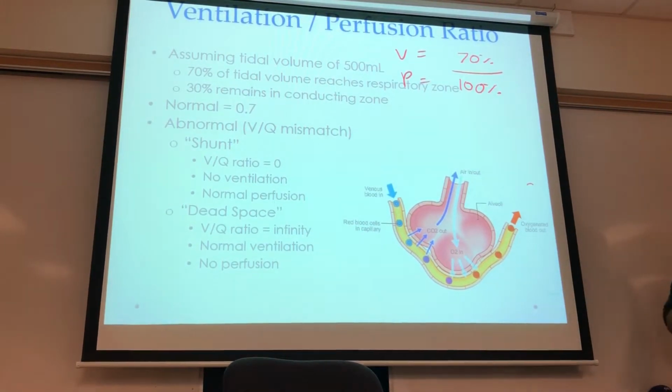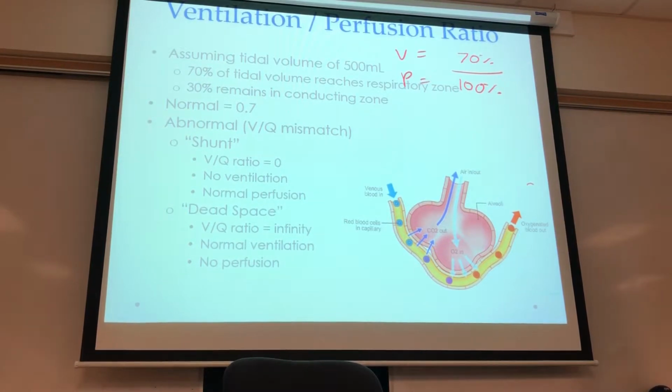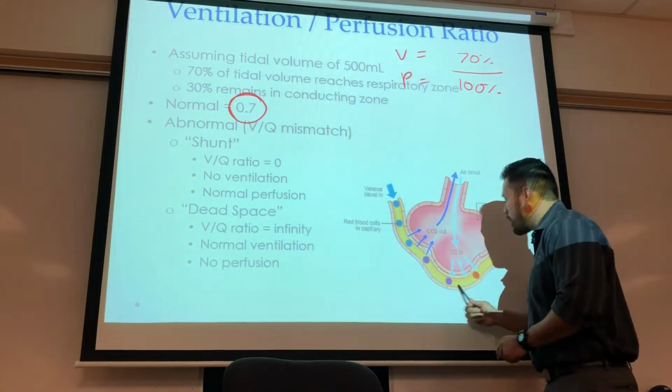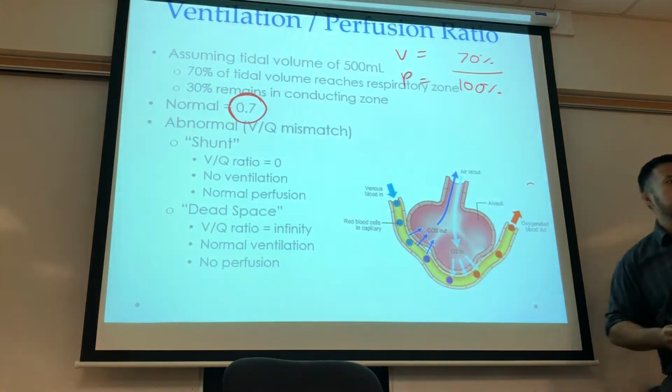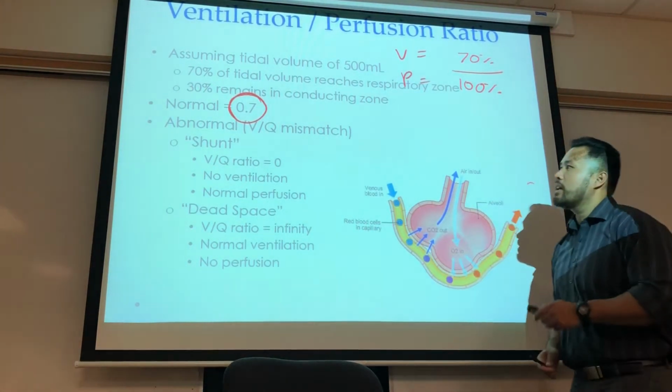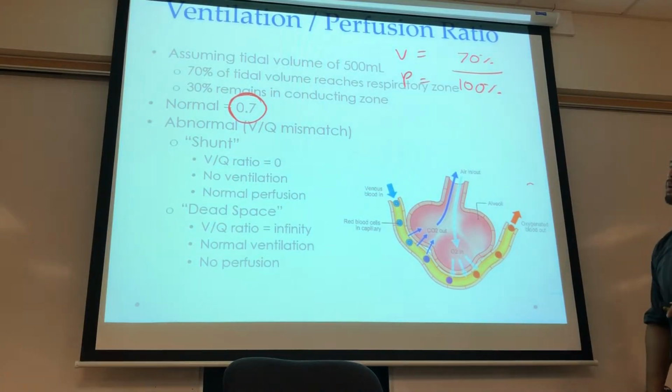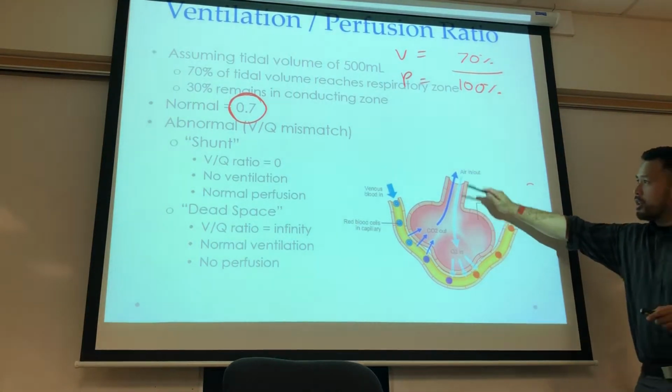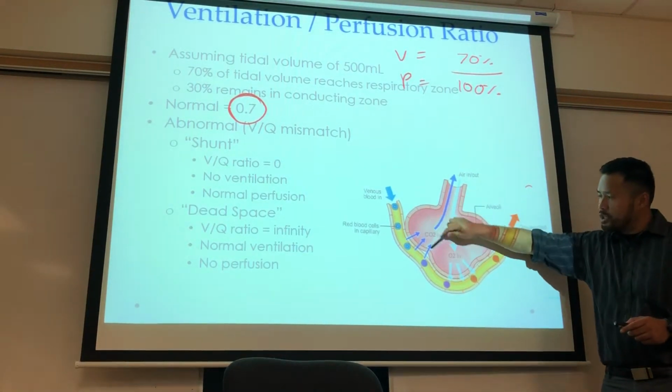So the normal ventilation to perfusion ratio is 0.7. That's 70% divided by 100%. So that normal value is about 0.7. Why is this important? It's one of the ways we're able to discern any abnormalities of the lung itself. So what we consider VQ mismatch are numbers moving away from 0.7. Let's take a look. As I mentioned earlier, you're going to have normal ventilation, which is going to be 0.7.